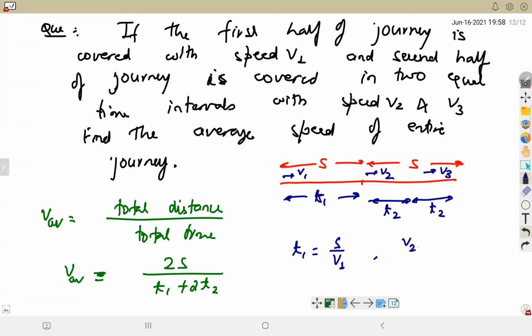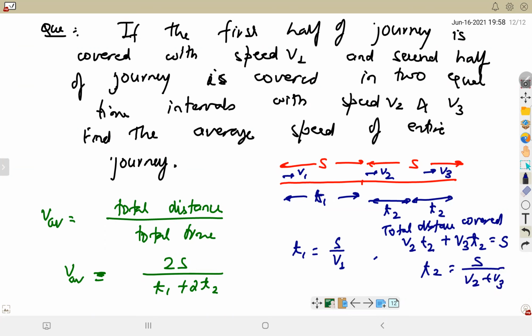So total distance covered is speed into time: v2 t2 plus v3 t2 is equal to s. Total distance covered is speed into time, so it will be v2 t2 plus v3 t2. t2 will become s divided by v2 plus v3. t1 is s by v1. Understood the second part?